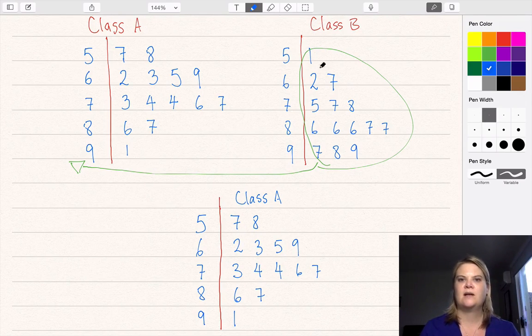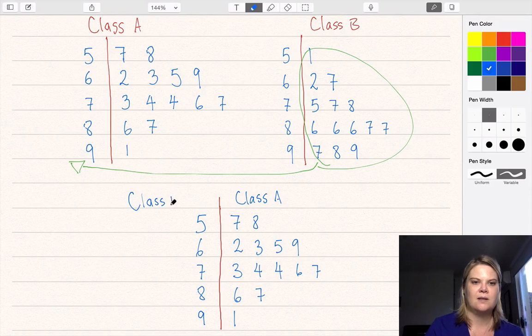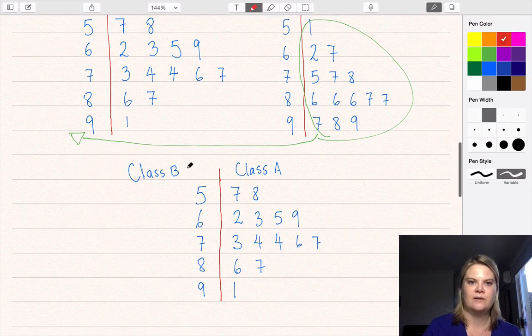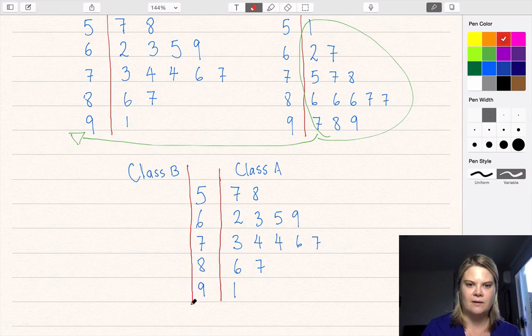Now we need to look at class B, so we can label this side class B. We need to draw a line so we know where the stem starts and stops and the leaf starts. And this data will be going over here. This time instead of going from left to right, so remember with this side we went 57 and then 58 went over this side. So this time we still need to keep the lower numbers closest to the stem.